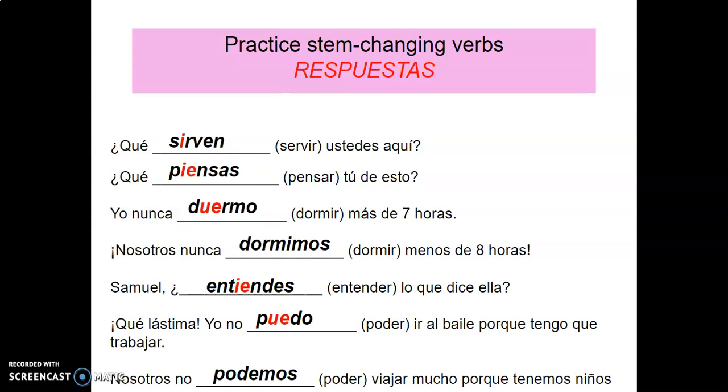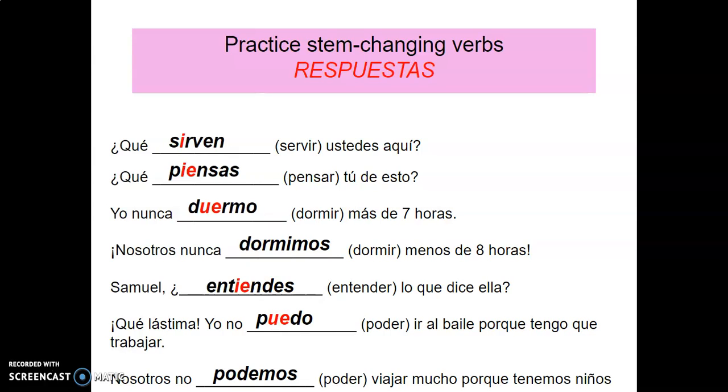All right, now I'm talking to Samuel. Samuel, ¿entiendes lo que dice ella? I'm asking Samuel, do you understand what she's saying? Okay, entiendes. Entender, we use the ending es with tú because I'm talking to Samuel, and I know this because there's a comma and then my question, so I know I've addressed Samuel as my subject, so I would use tú because it's his first name, so we're familiar. ¿Entiendes lo que dice ella? ¿Entiendes? E to IE. Entiende.